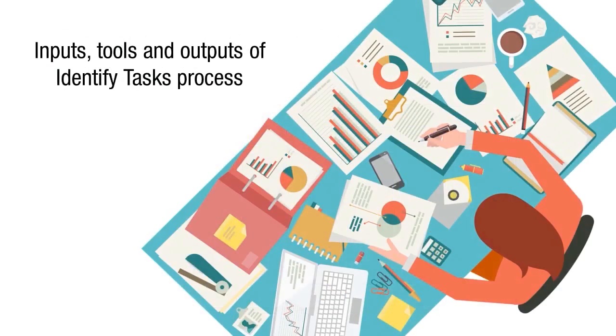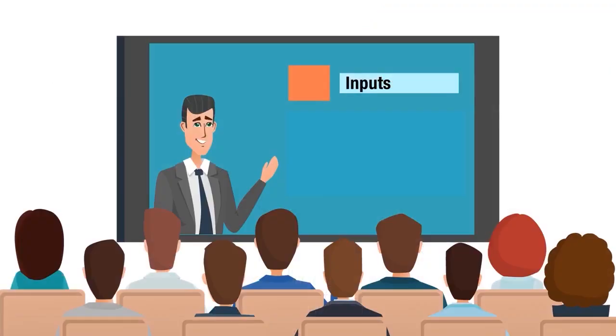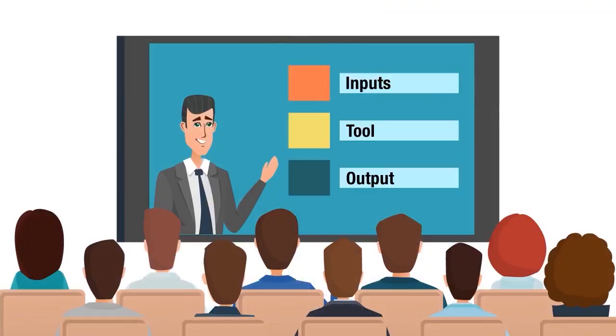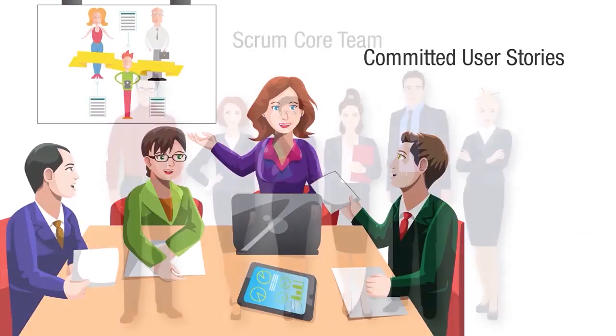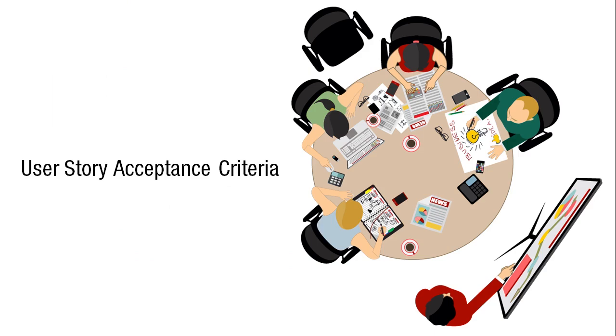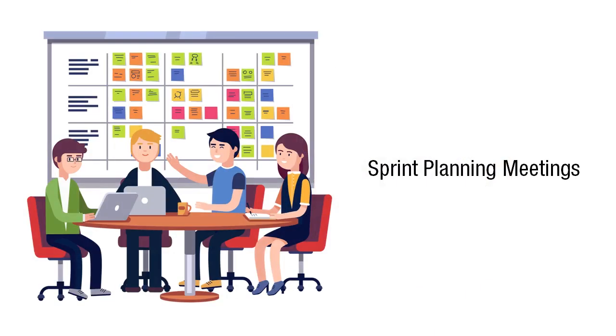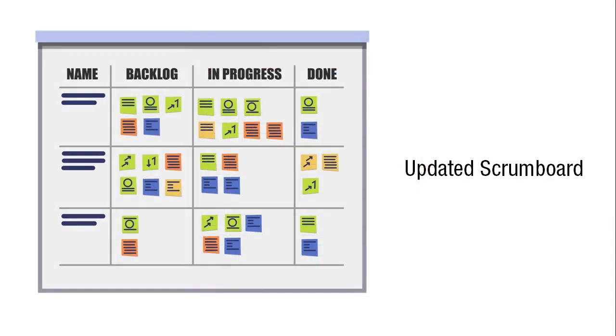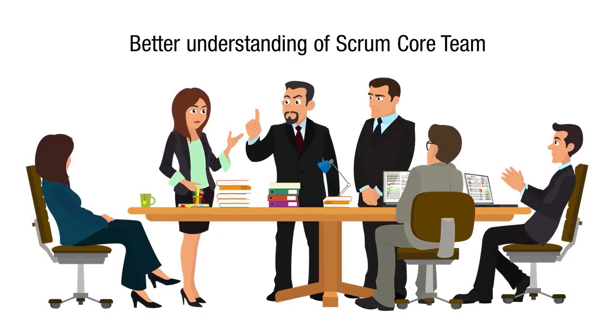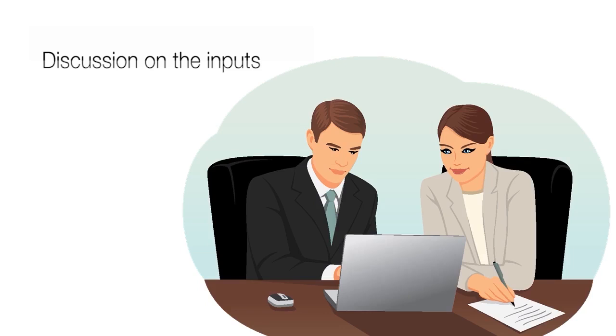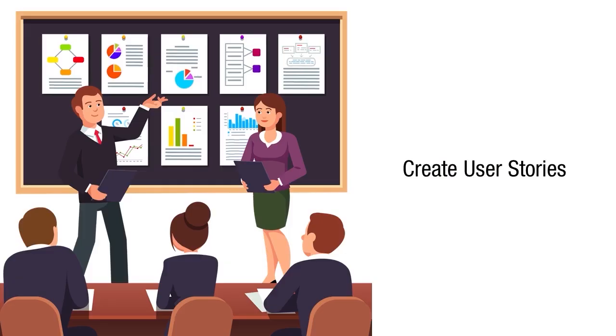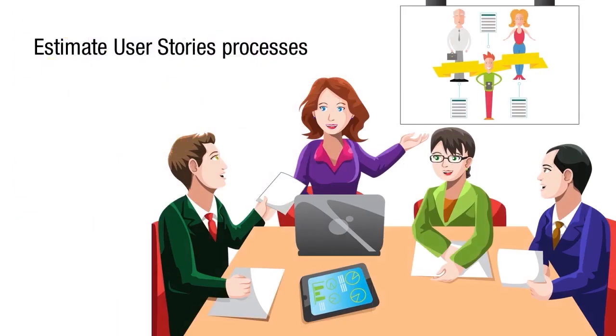Now let's discuss the mandatory inputs, tools, and outputs of the Identify Task process. The mandatory inputs, tools, and outputs of this process are Scrum Core Team, committed user stories, acceptance criteria, sprint planning meetings, task list, and updated Scrum board, respectively. For a better understanding of Scrum Core Team, please refer to the discussion on the inputs of the Create User Stories and Estimate User Stories processes.